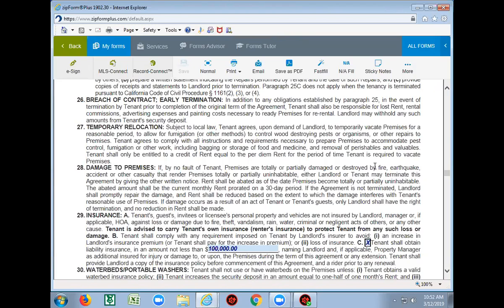If the agreement is not terminated, landlord should promptly repair the damage, and rent shall be reduced based on the extent of the damage and interference with the tenant's reasonable use of the premises. For example, what do you mean reasonable use of premises? Oh, I have to fix this bedroom. Oh, okay. Then I may have to deduct a portion since you cannot use this bedroom.